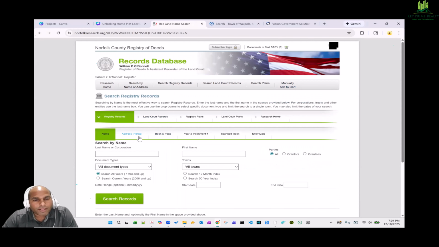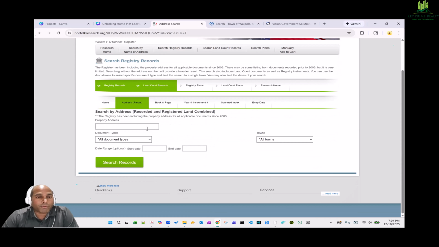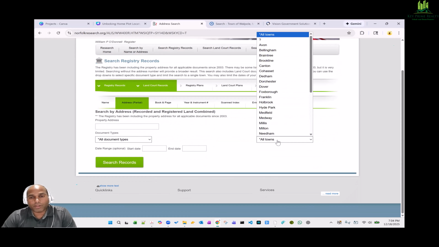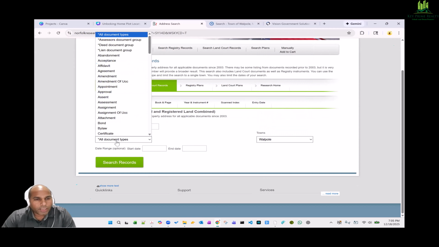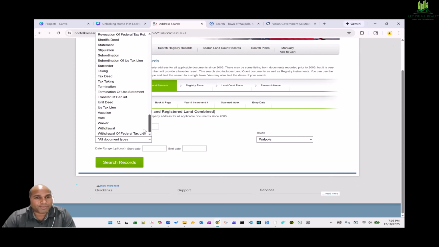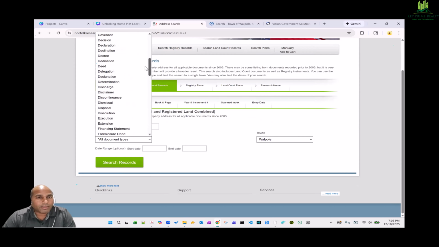Here, I think you can just take an address. Say you're buying a property, and the property happens to be in, I don't know, Walpole. And here you can actually filter based on various document types, right? Say you're just interested in a deed, you just filter the deed.